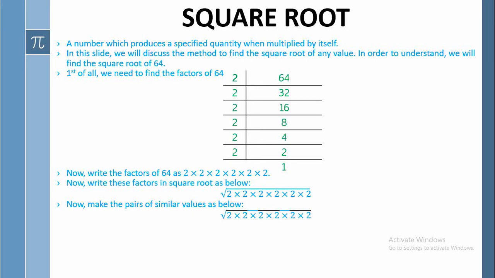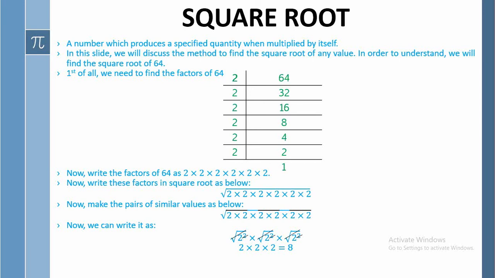We know that 2 multiplied by 2 can be written in index notation as 2 to the power 2. So we can write it as root of 2 squared multiplied by root of 2 squared multiplied by root of 2 squared, and we know that square is the inverse of square root. Square can be cancelled out by square root, and the remaining value would be 2 by 2 by 2, that is equal to 8. It means the square root of 64 equals 8.